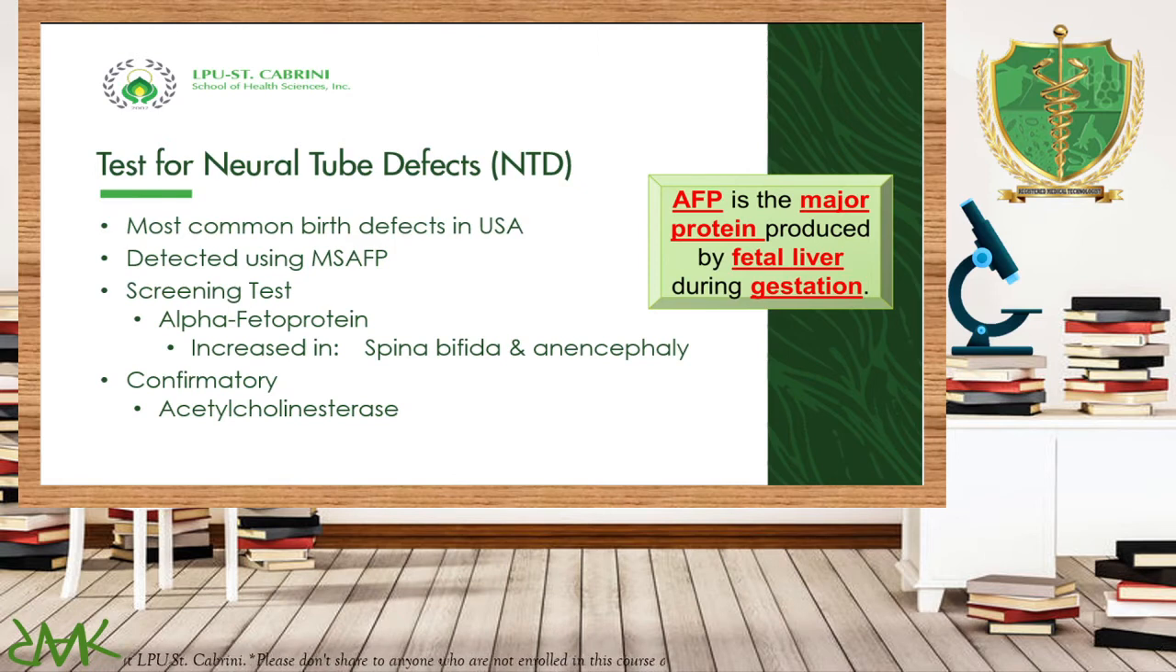And an increase in AFP is seen in patients with spina bifida and anencephaly. Okay? And the confirmatory test, not to assess but to know that there is a problem or neural tube defect, is no other than acetylcholinesterase. Okay, what are spina bifida and anencephaly?